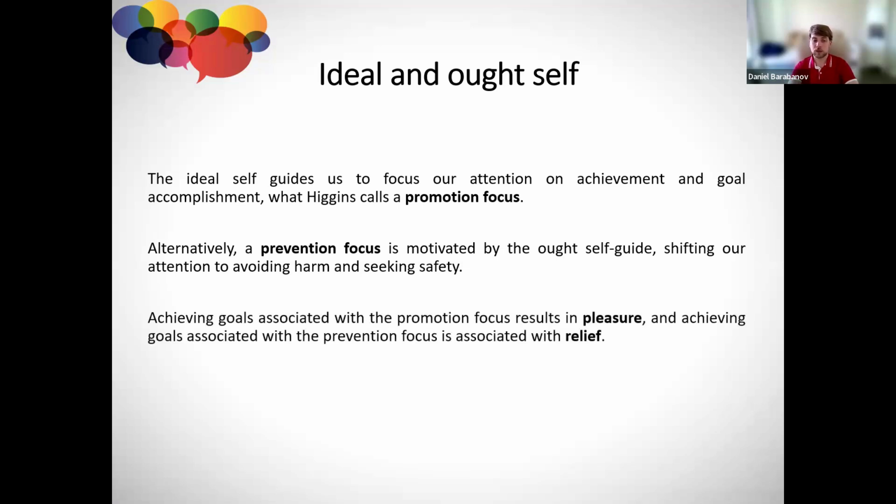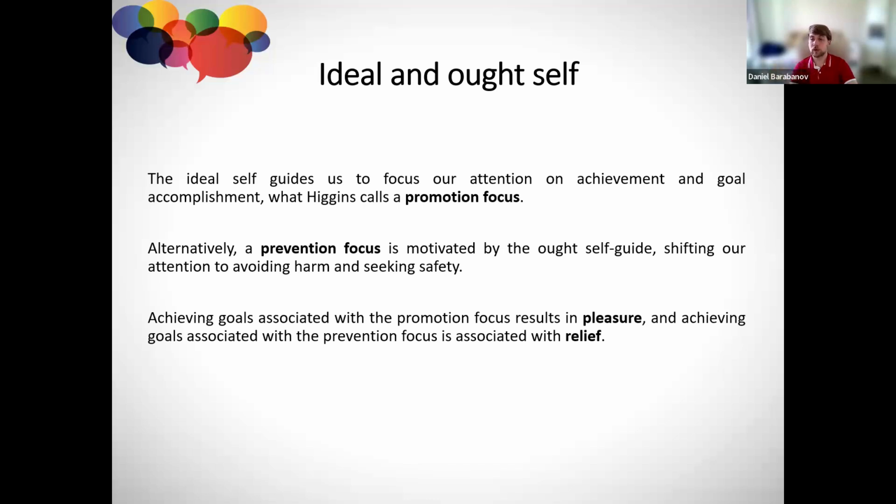So in this sense, achieving your personal goals associated with promotion focus results in pleasure, right? You feel satisfaction. Yeah, I did it. Good job. Finally, I achieved this. And prevention focus and realization of its goals is associated with relief. I made everything I promised. Now I feel relieved that I didn't fail anyone, right?